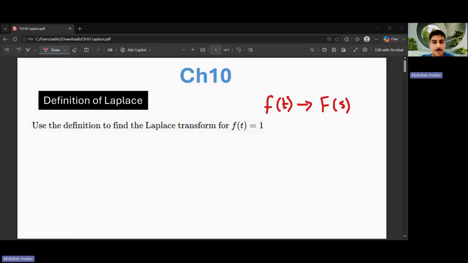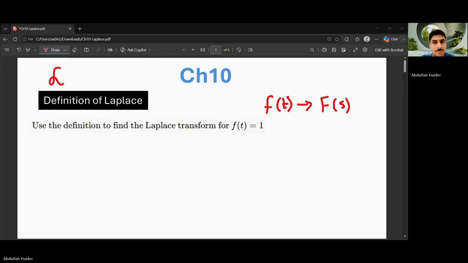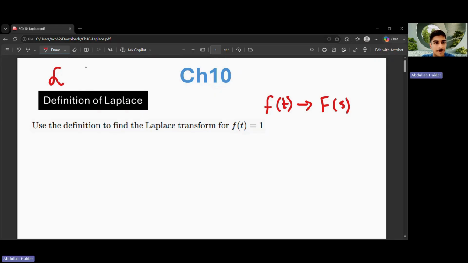So one thing you need to know is Laplace is written as this kind of L. You need to use this kind of L to denote the Laplace of something. So the Laplace of f of t is the integral from 0 to infinity of e power minus st f of t dt.